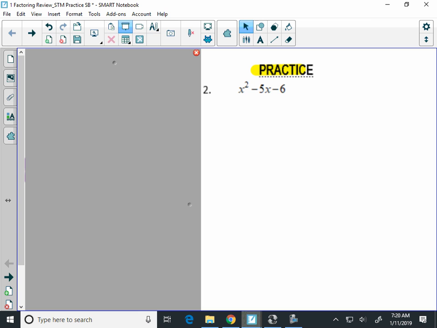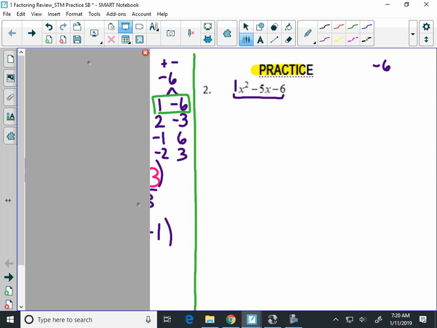So in this problem, I have x squared minus 5x minus 6 in number 2. The leading coefficient here is a 1. So when you multiply the leading coefficient and the last term, you multiply 1 and -6. Those multiply to -6, which I think was the same list as last time. So maybe I'll just leave that list up here so we don't have to rewrite them again. 2 numbers that multiply to -6 and add to -5.